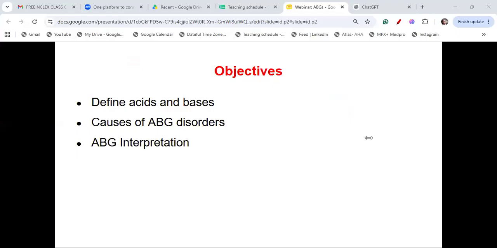On to objectives. We're going to do some brief definition of some terms: acid, bases, hydrogen. We'll look at some of the causes of ABG disorders, including the management and some of the clinical manifestations. And lastly, I'll be taking you through how to do ABG interpretation. With regards to that, we'll have some questions for you to practice and see if you're in a position to interpret an ABG. So we'll begin.